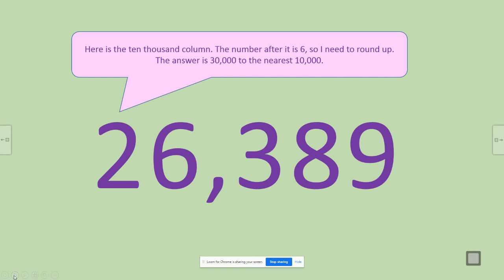And again, if you think about the number 26,389, in 10,000s, that falls between 20,000 and 30,000, but it is nearer to the 30,000. If you feel confident with this topic, start to look at rounding to decimal places. That will be your next step.